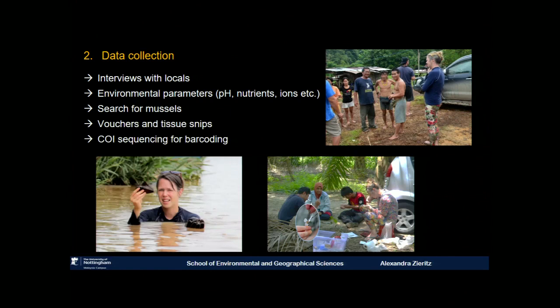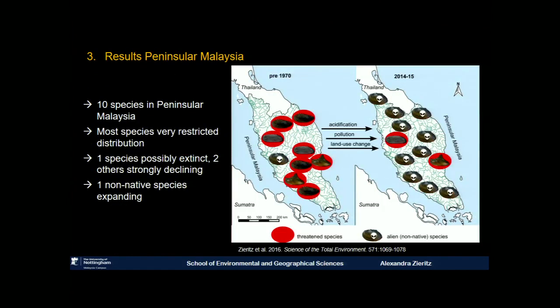And this is the sophisticated way of how we sample this. Basically, you have to jump in there, and sometimes you have to dive. The water level is very high. If there are crocs, I can't go in, basically. And then we're taking tissue samples for molecular barcoding. We're using the CO1 gene, which is kind of a general gene. All the vouchers are being deposited in local museums.